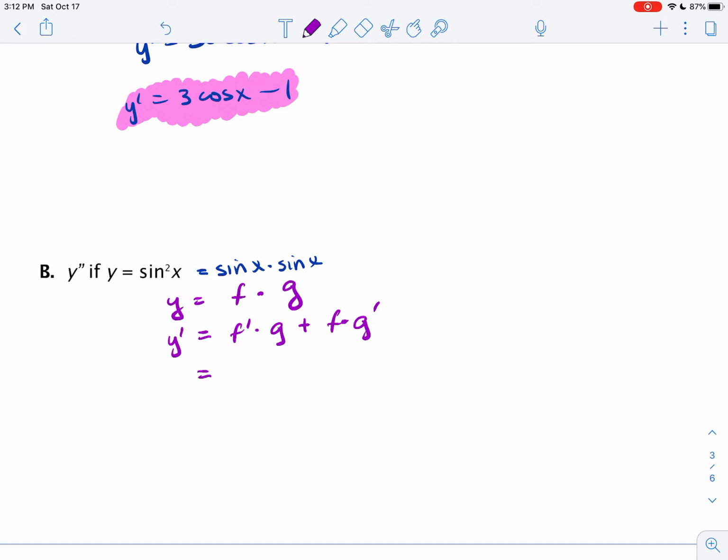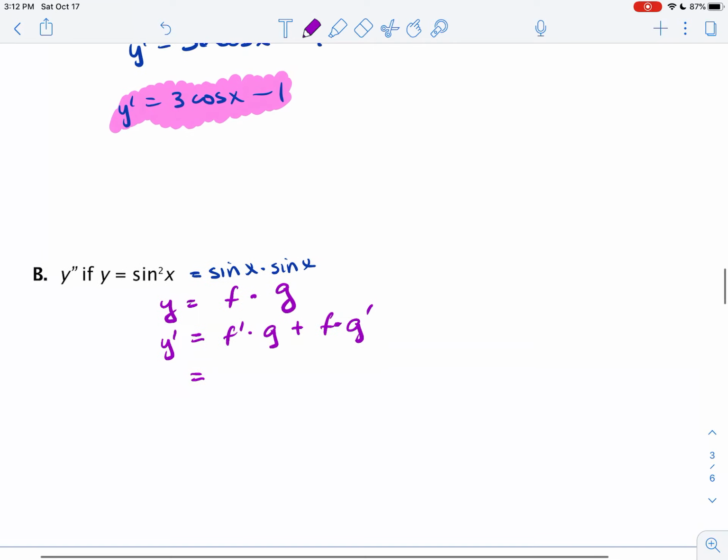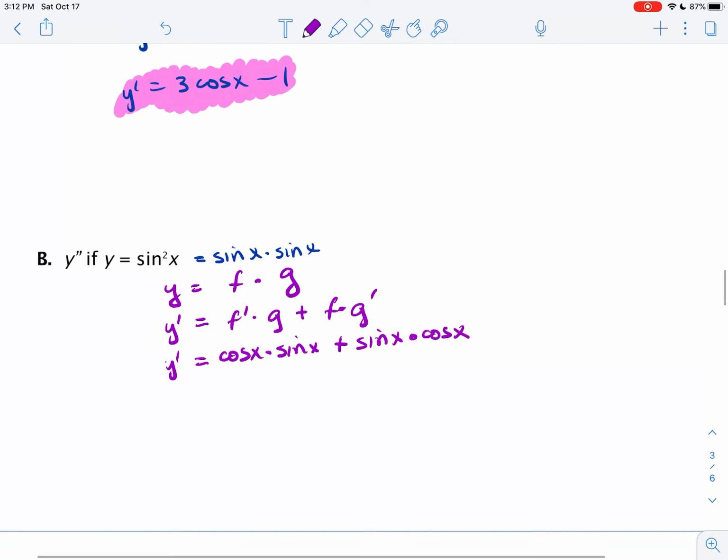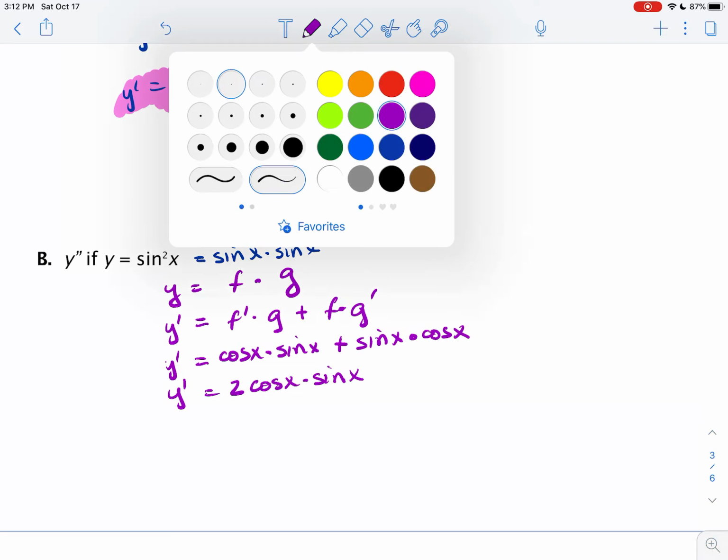And so here we go. The derivative of sine is cosine, times the second, which is just sine, plus the first, which is just sine x, and times the derivative of the second, which is cosine x. Right? And a times b equals b times a. So cosine sine does equal sine cosine. So those are like terms, and we can combine them to say that this is equal to 2 cosine x sine x for our y prime.